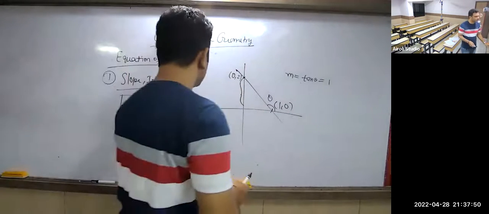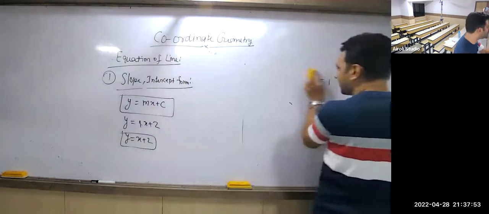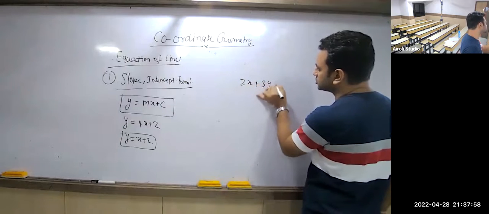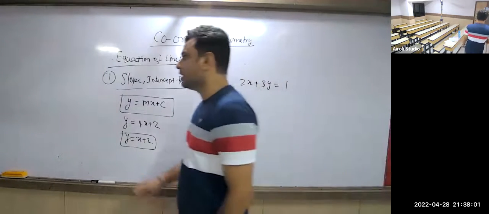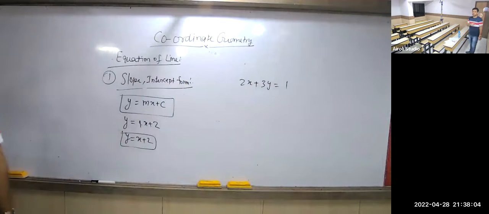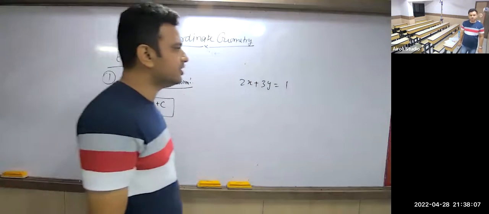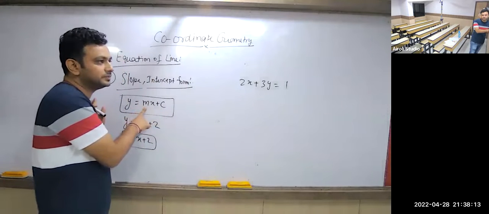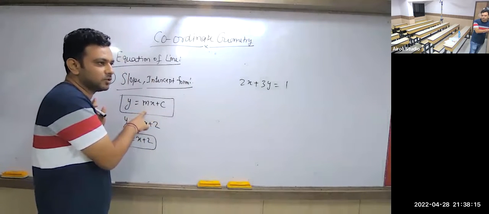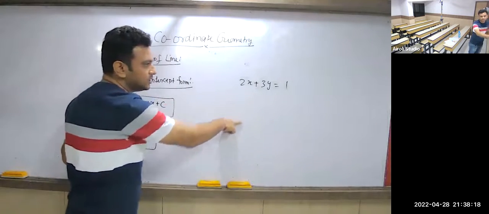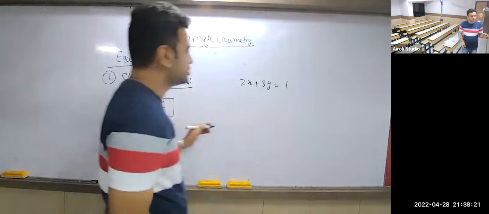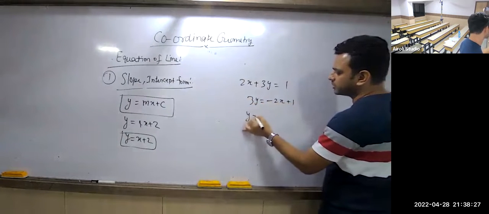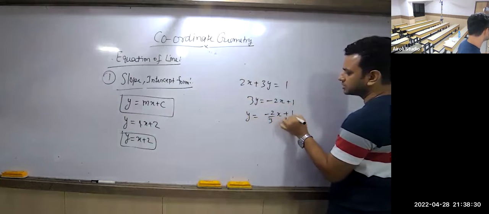So if I'm giving one line whose equation is 2x plus 3y equals 1, and I'm asking you to find the slope of this line, what I will do is change this equation into the form y equals mx plus c, where m is the coefficient of x. So this will be 3y equals minus 2x plus 1, so y will be equal to minus 2 by 3 x plus 1 by 3.